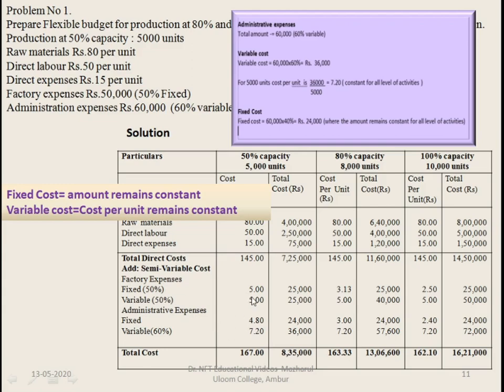Now coming to the fixed cost, 60,000 for which 60% is variable. So balance 40% is the fixed cost. So 60,000 into 40% gives you 24,000, where total amount remains constant. Fixed cost, total amount remains constant. So here in total cost, you write 24,000, 24,000 and 24,000 at all levels of activities. 24,000 divided by 5,000 will give you 4.80. 24,000 divided by 8,000 will give you 3 rupees. 24,000 divided by 10,000 will give you 2.40.